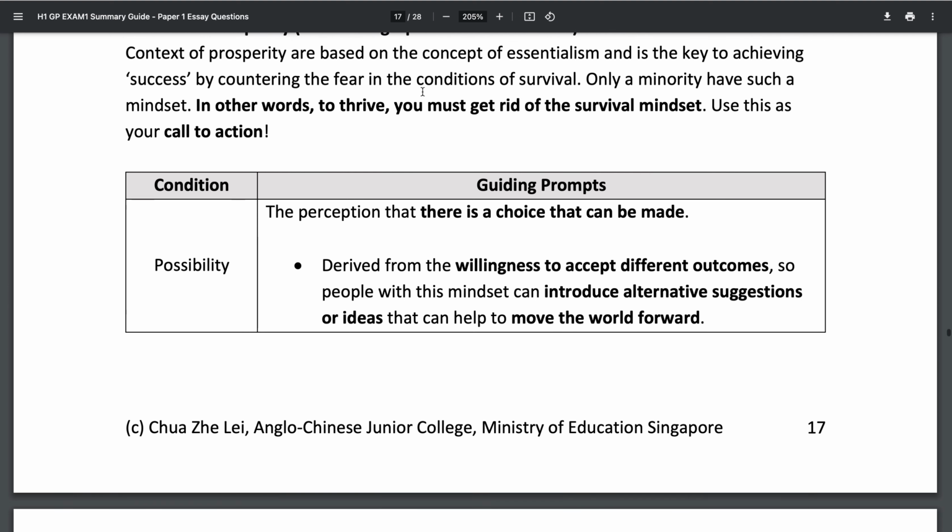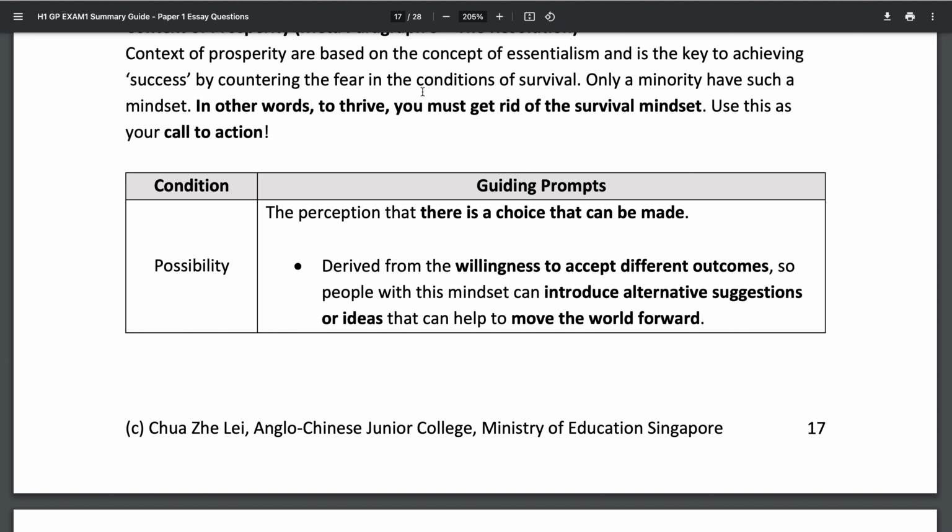Okay, the first condition that we have for prosperity is possibility. It is the perception that there is always a choice that we can make. When we are open and willing to accept different outcomes of different things that happen, we can actually introduce alternatives. When we realize, hey, there is something that we can do, there is a choice that we can make, it's not inevitable. We can actually make a difference because I can now suggest alternatives.